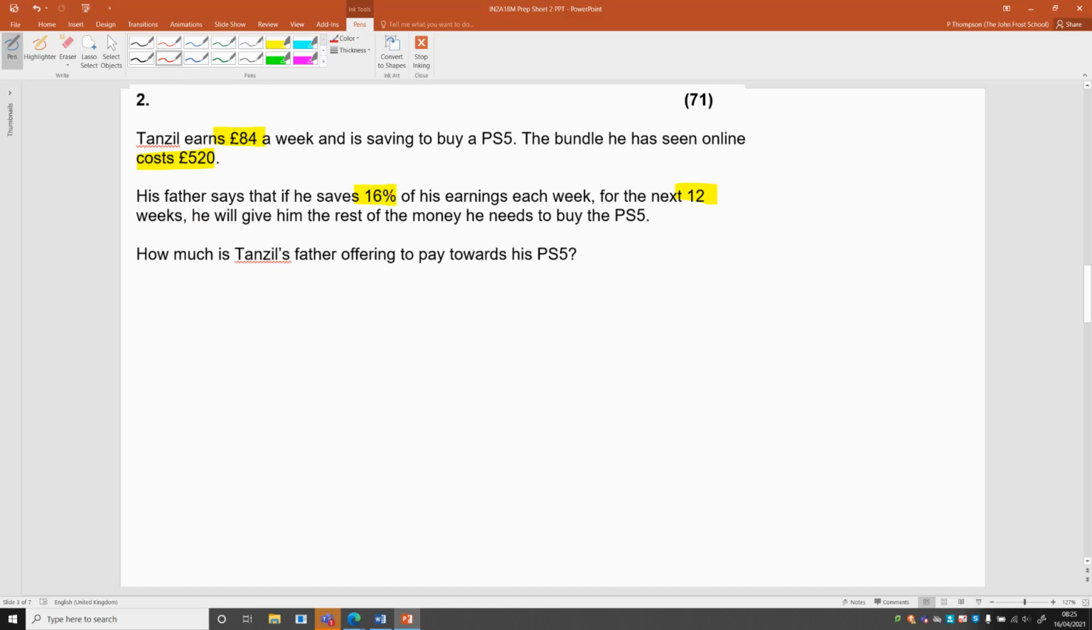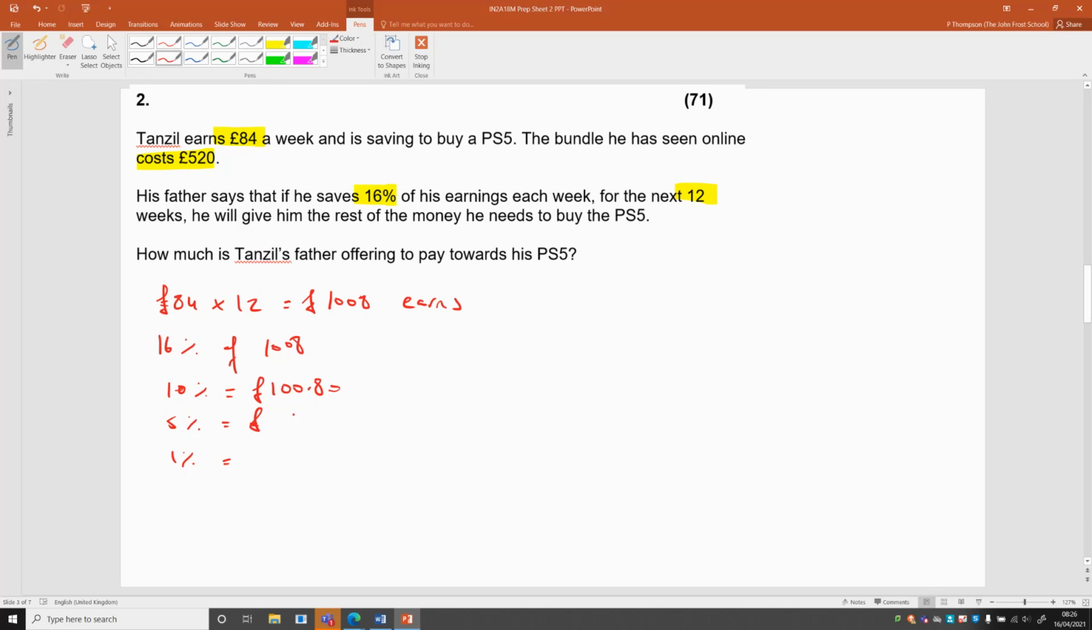Okay. Now you could find 16% of 84 first of all, then times it by 12. I'm going to do 84 times 12 first of all. You should use the box method in the exam. For this, you get 1,008. That's how much he earns over the 12 weeks. Then I would find 16% of 1,008, which you would do, without a calculator, by 10%, 5%, 1%. Remember, 10%, just divide by 10. So 1,008 divided by 10 is £100.80.